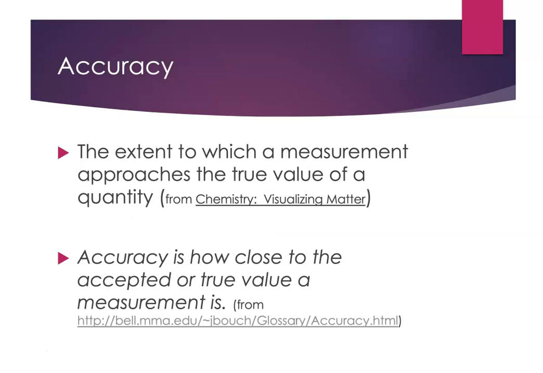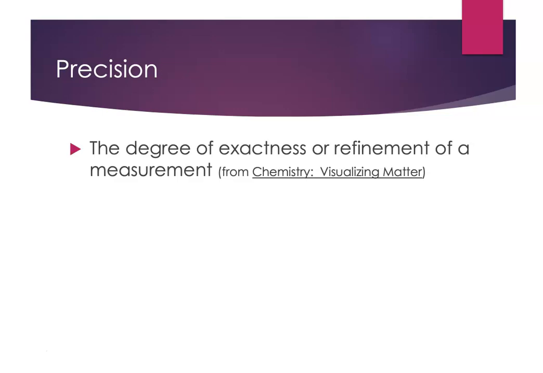So let's talk about accuracy. Accuracy is all about the right value. Did that measurement approach the true value of that quantity? How close am I to the accepted or true value? So when we're talking about accuracy, we might be talking about percent error as one way we can talk about this. Precision is not the same thing. Precision, when we're talking about it in a scientific sense, is how refined is that measurement?